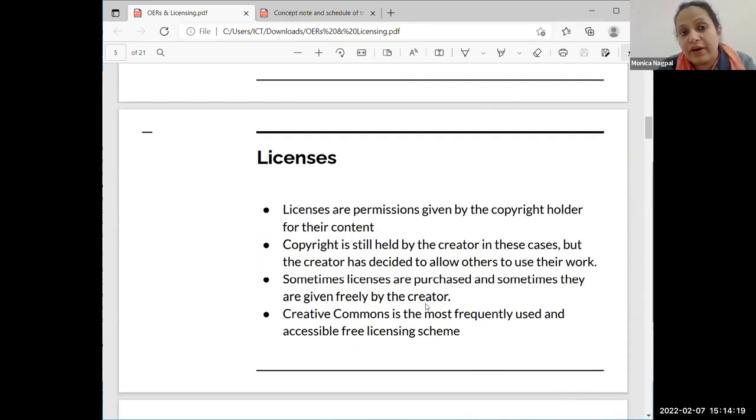Now, we have understood copyright, we have understood public domain. The next thing is licenses. What are licenses?